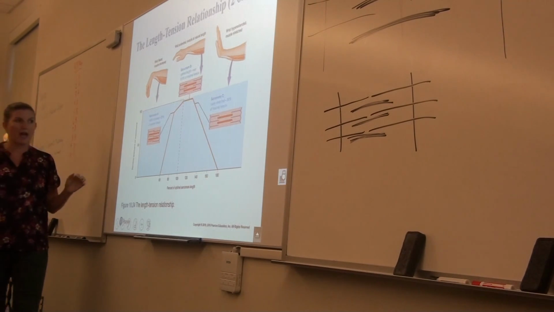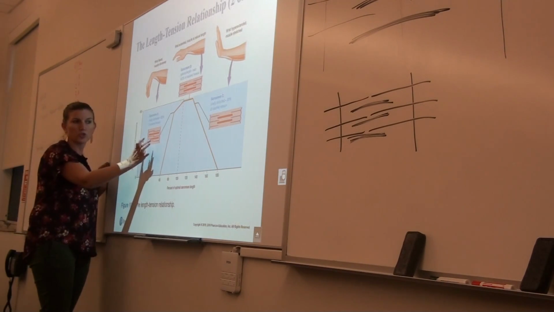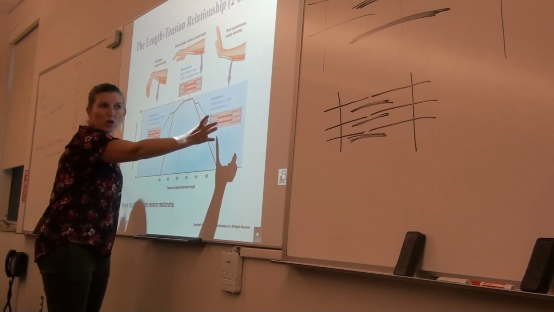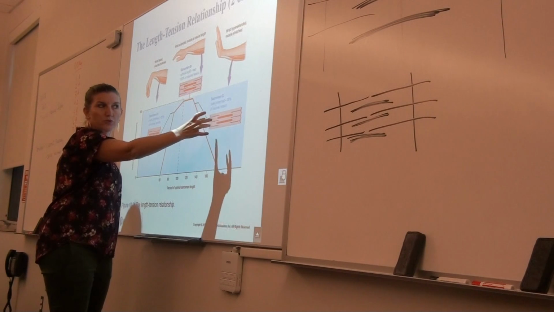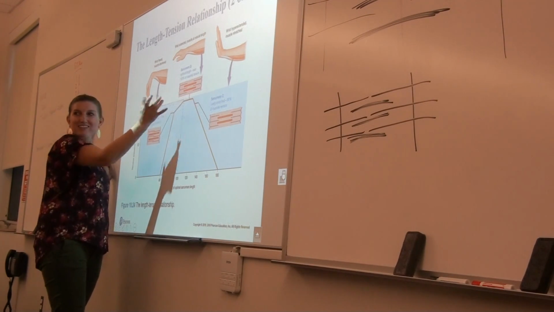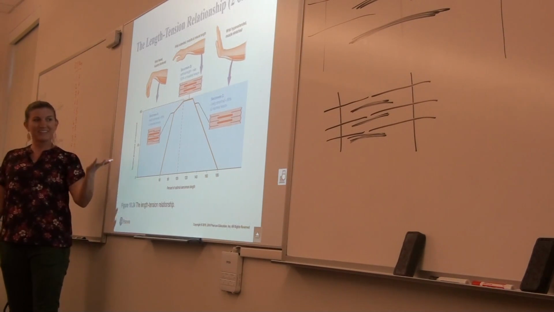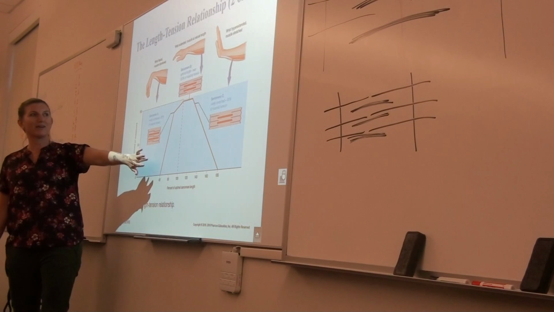This is just showing you what happens. If we have too short of a sarcomere, we're not going to produce enough tension. If we have too long of a sarcomere, we won't produce enough tension. Just right. It's like the three bears, the tale of the three sarcomeres. This sarcomere's too short. This sarcomere's too long.